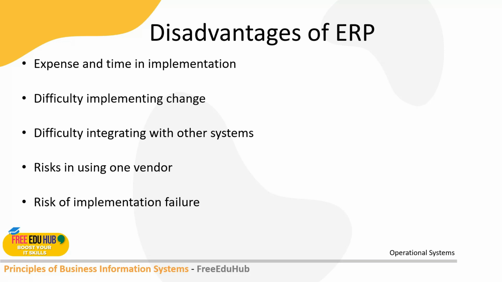If it's a huge organization, of course it's going to take a lot of time in order to implement the system. The second thing is difficulty implementing the change, because people usually resist change in the organization. They think that if a new system is coming, maybe it would jeopardize their job position, so they usually try to resist the implementation of enterprise resource planning systems. Then we have difficulty integrating with other systems.